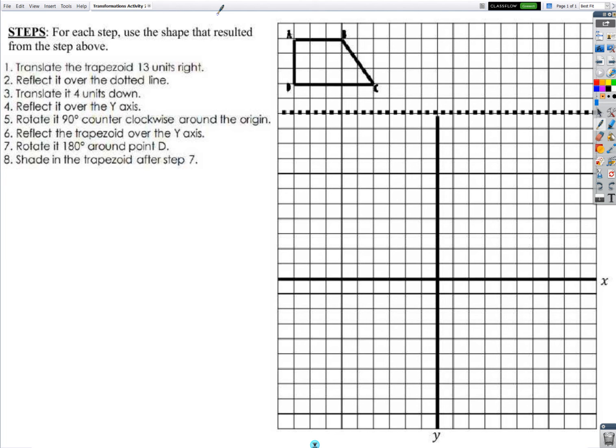So what we see here is a quadrilateral. It actually looks like it's a trapezoid. It's hard to see, so maybe you might want to write it in. That's called ABCD. Up on the top left is A, top right is B, bottom right is C, bottom left is D. And they want us to do, well, it looks like 8 transformations, but it's really 7, because the last one is just a shaded one. And this will be just one big review of every transformation.